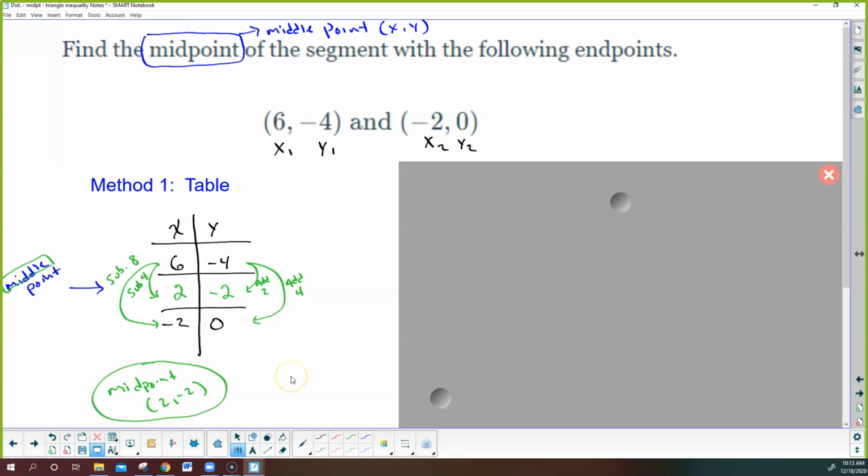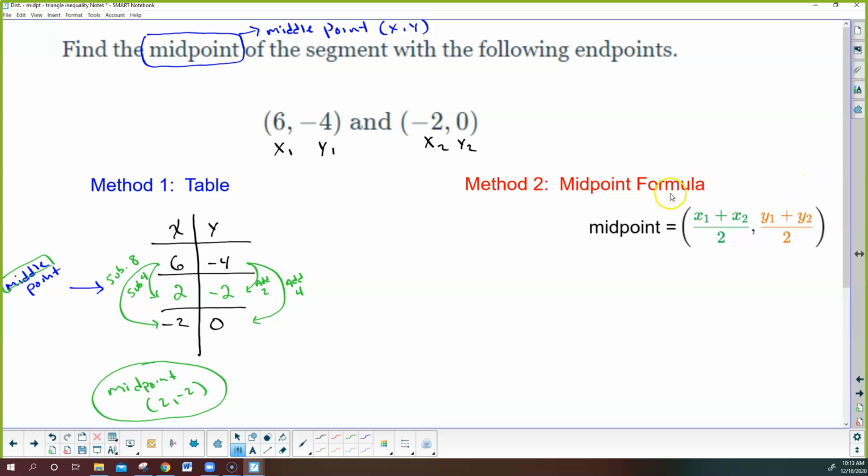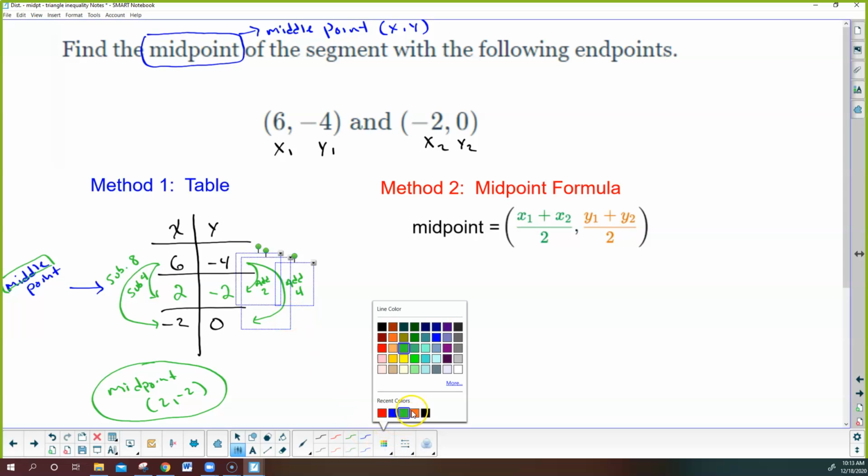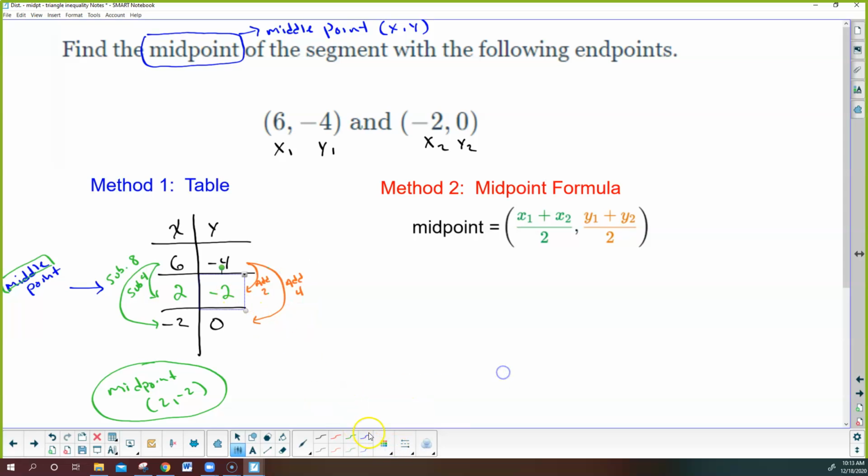Okay. I like the table, and you're going to see why on the next example, or one of the next examples, I should say. The second method is the formula. And look at the way this formula is written. It has a comma. The first answer is my x's, and the second answer is my y's. And I might even change this to match that color.